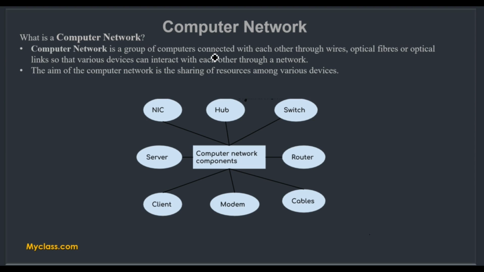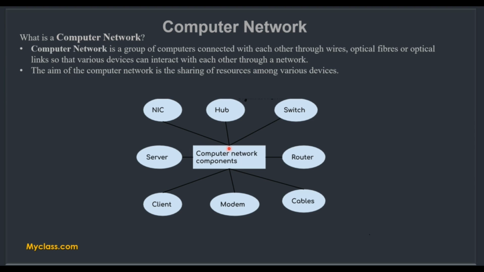Computer network is a group of computers connected with each other through wires, optical fibers or optical links so that various devices can interact with each other through a network. It is a group of computers or devices that is connected through wires and optical fibers or optical links so that we can interact the information between these devices through a network. That is what we call a computer network. So the computer network's main aim is the sharing of resources among various devices.